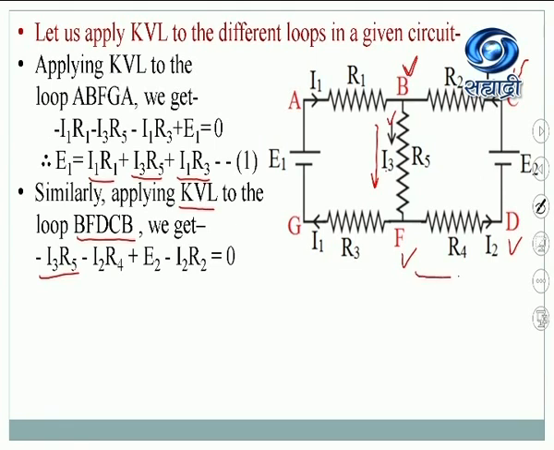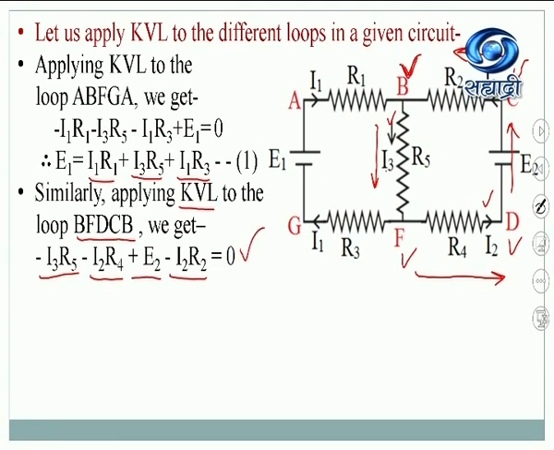Again we are going from F to D in the direction of current. See carefully. So this I2 R4 must be negative. Here again I2 R4 is negative. We are going from negative to positive terminal, so E2 must be positive. This is plus E2. Again we are going from C to B in the direction of current, so this I2 R2 must be negative. So this is minus I2 R2. And when we reach this B again, that is equal to 0.